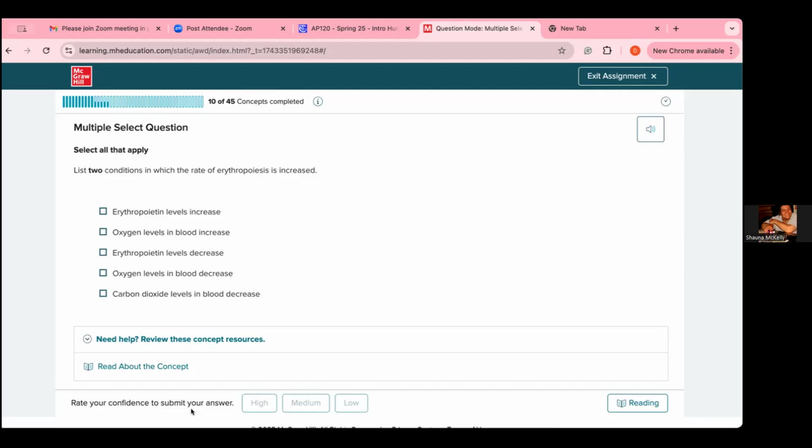Very strange. Let me see which one it is. Low blood oxygen or decreased oxygen levels in blood decrease, the fourth one.